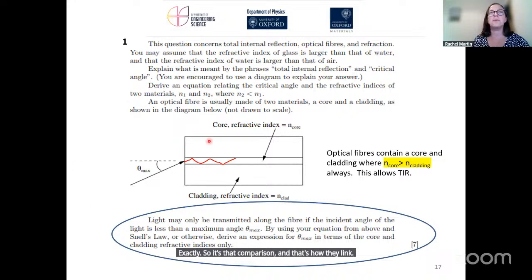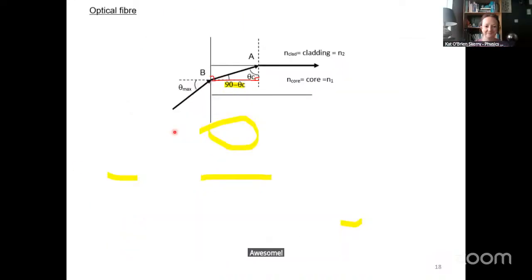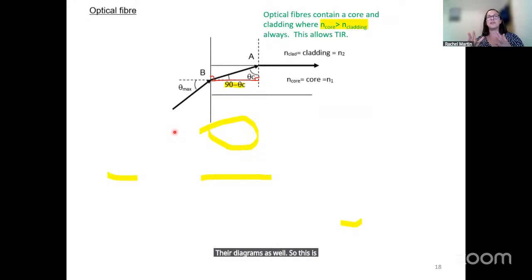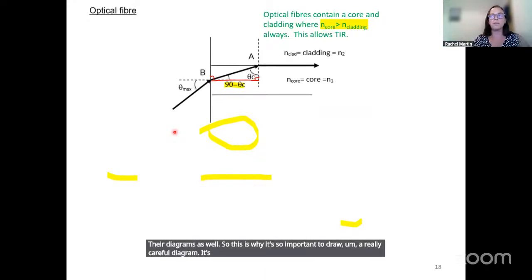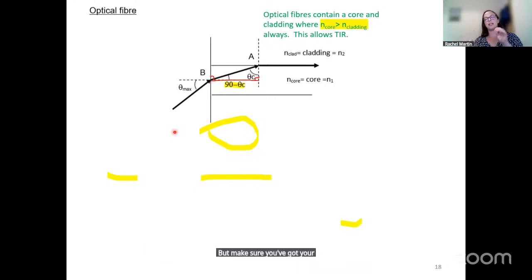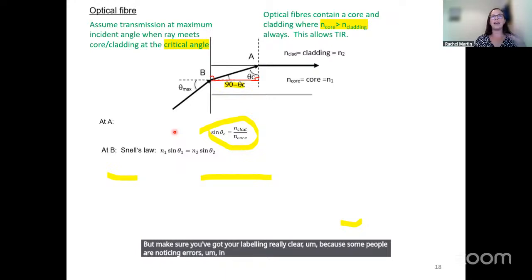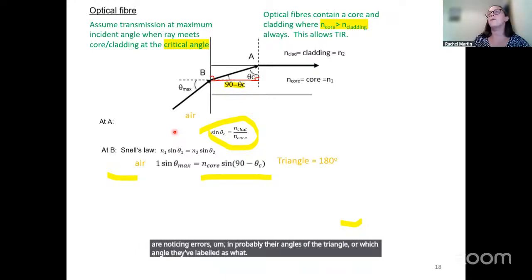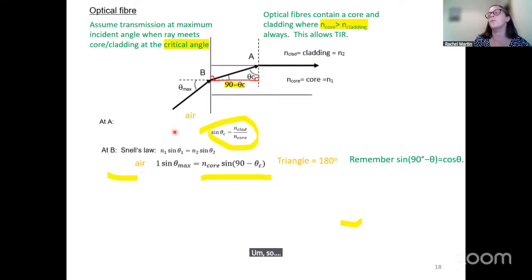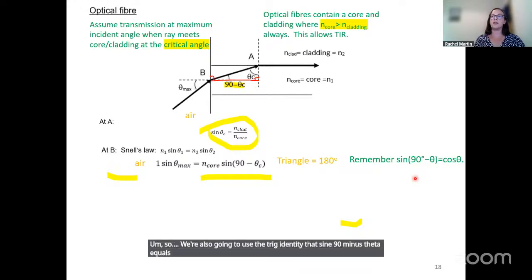Good. I can see some people in the chat, awesome, sharing their diagrams as well. So this is why it's so important to draw a really careful diagram. It's not a scale diagram, but make sure you've got your labeling really clear, because some people are noticing errors in probably their angles of the triangle or which angle they've labeled as what. We're also going to use the trig identity that sine 90 minus theta equals cos theta. That will be handy yet again.